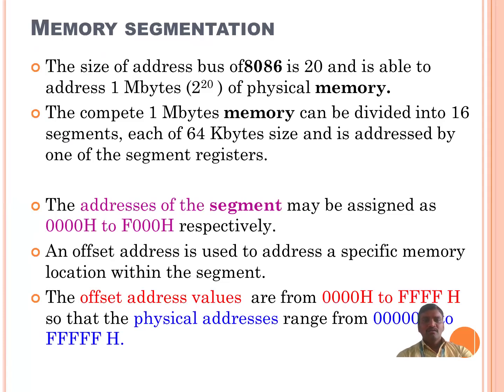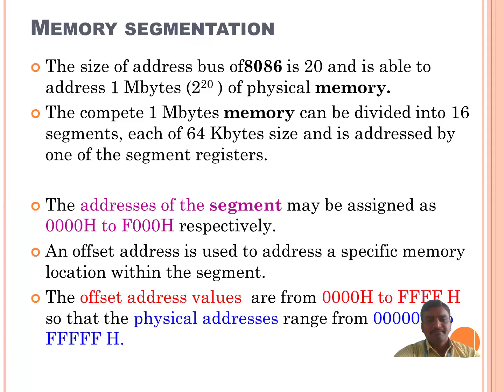By using the segment address and the offset address, we can get the physical address. What is the address range of the physical address? The physical address will consist of 20 bits, so we can define the 20-bit data with the help of 5 hex digits only. The starting address is 00000H and the ending address is FFFFFH. So this is about the physical address range of the 8086 processor.